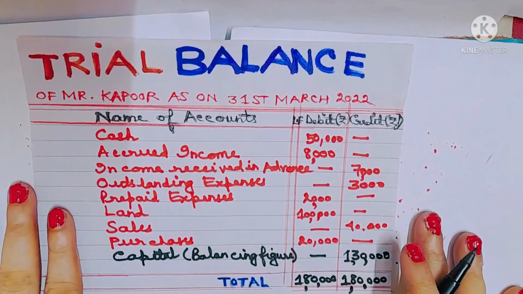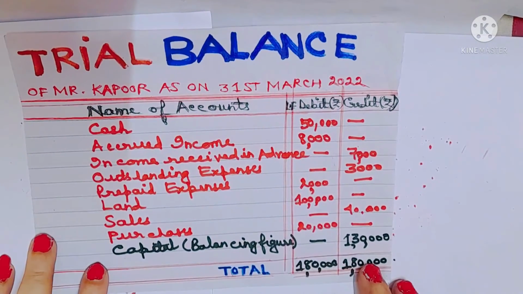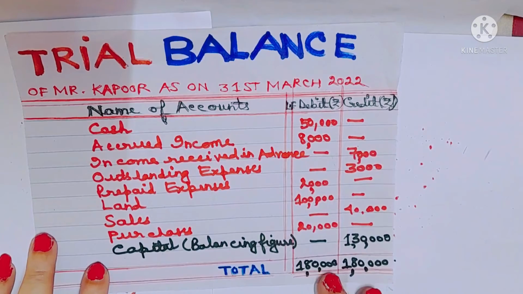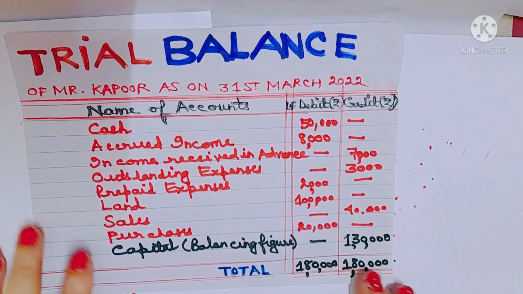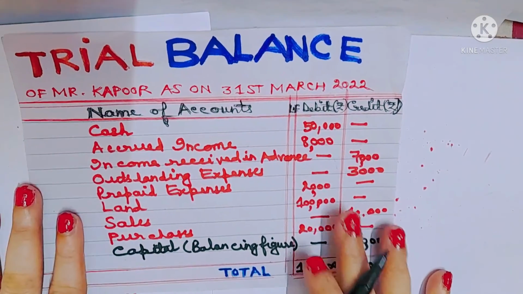Okay. So now the trial balance did tally. The total of the debit column is equal to the total of the credit column. Okay. I hope you understood.